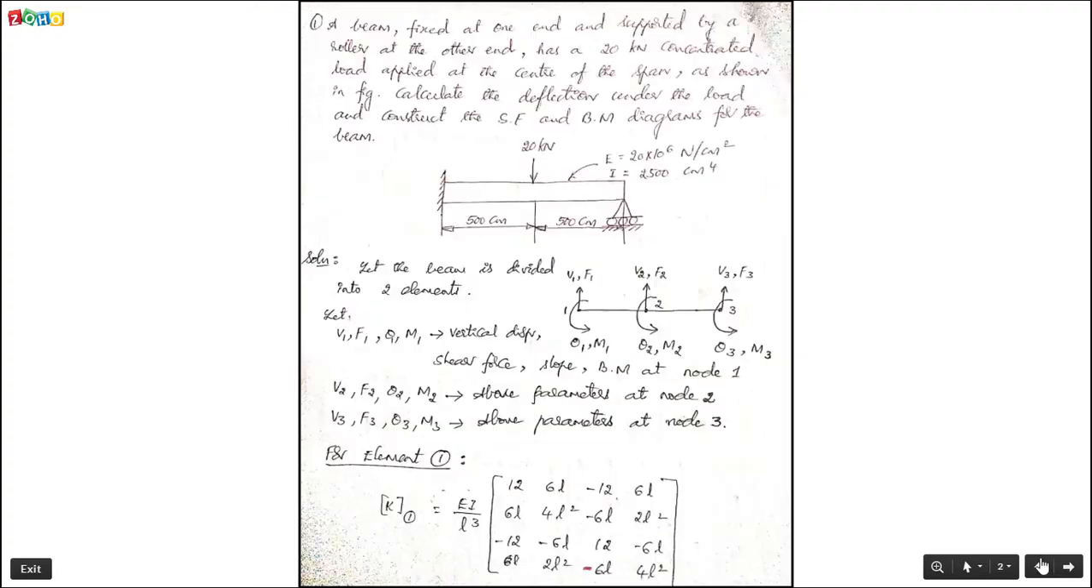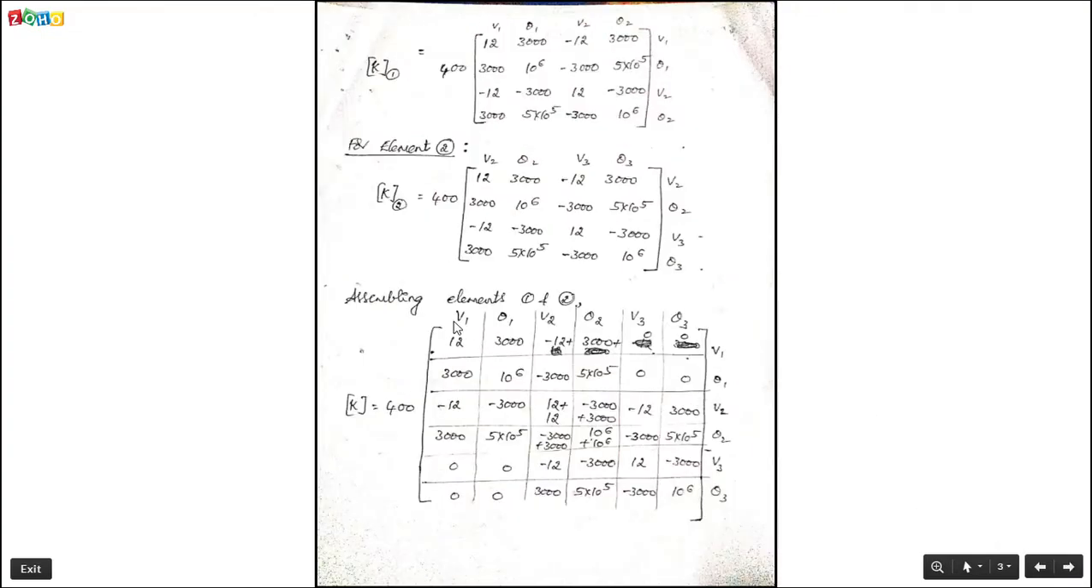Then we have to assemble the elements, that is first element stiffness matrix plus second element stiffness matrix, K1 plus K2. So here, in assembling of the stiffness matrix, we get the complete beam stiffness matrix. How many displacements are acting? V1, theta 1, V2, theta 2, V3, theta 3, along both rows and columns.